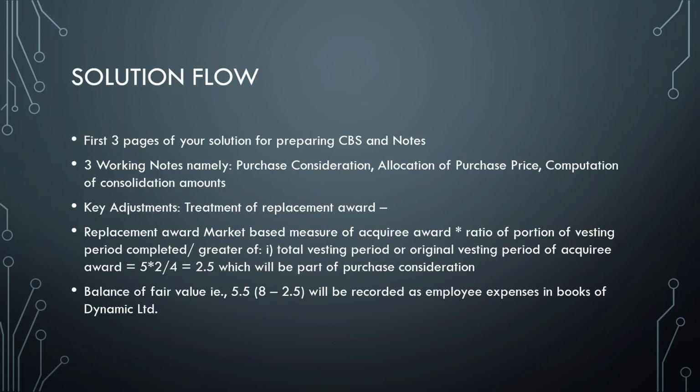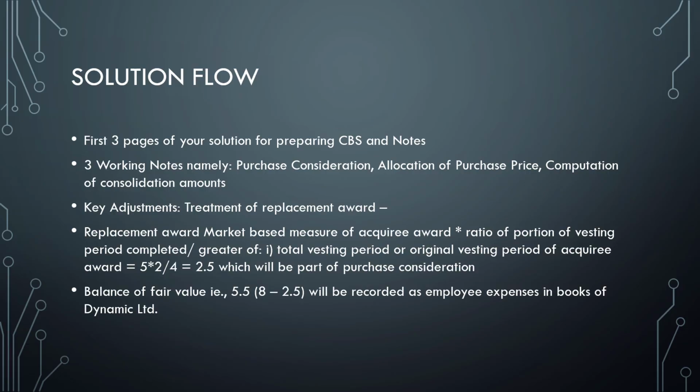What exactly do you have to do in this? This is the flow actually. The first 3 pages of the solution are for preparing the CBS and notes, so you can straight away go to the 4th page. It should contain the 3 working notes, namely purchase consideration, allocation of purchase price, and computation of consolidation amounts.